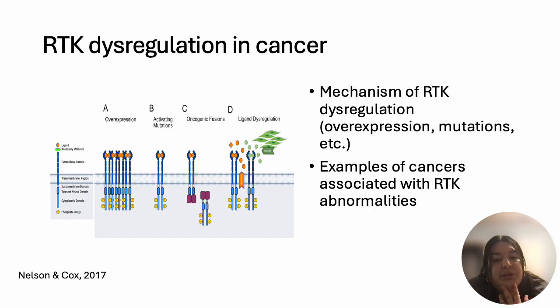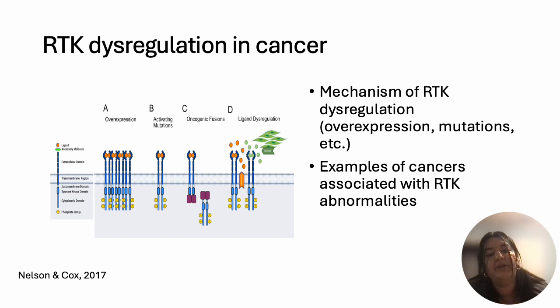Overexpression happens when there is an increase in the number of RTKs on the cell surface, resulting in an enhancement of signaling even in the presence of normal ligand levels. In certain types of breast cancer, for example, overexpression of HER2 is common. Then there are also mutations that can cause the constitutive activation of RTKs. This means that they are on all the time, even without ligand binding. Uncontrolled cell growth and survival is a result of this.